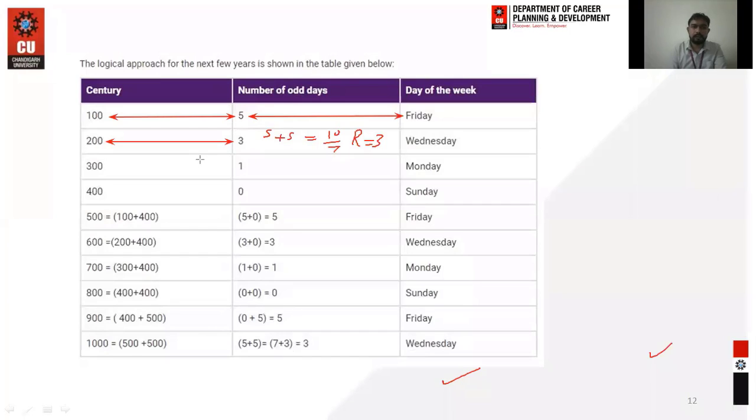And similarly, when there are 300 years, I will say that the number of odd days is 1. And in case of 400 years, the number of odd days will be 0. Means if it is like this one, 1600, I divide it by 400, so the number of odd days will be 0.